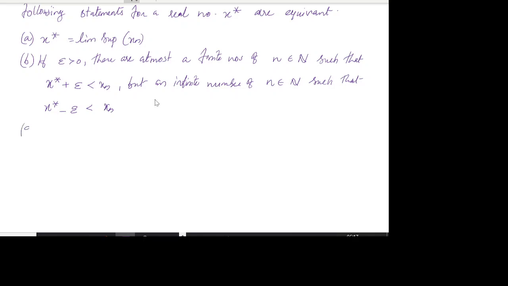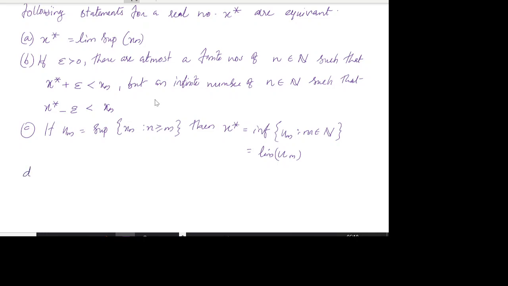And C: if vm equal to supremum of xn such that n greater than or equal to m, then x star equal to infimum of vm such that m belongs to N, and this is nothing but limit of vm.